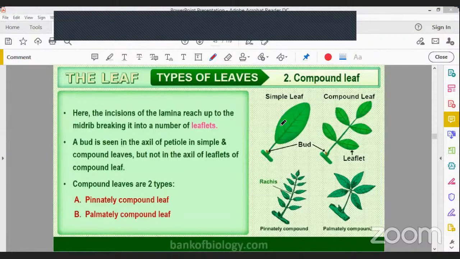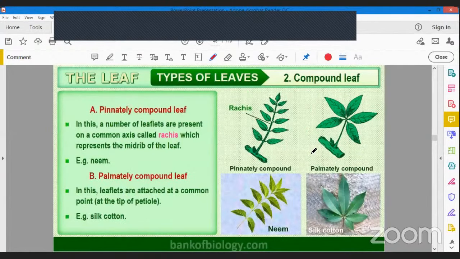Done. So here in compound leaf, we have two types, pinnately compound leaf. Pinna means external ear. Okay, palmately, just like a palm. So we have two types, pinnately compound leaf and palmately compound leaf. So now we'll look at pinnately compound leaf.